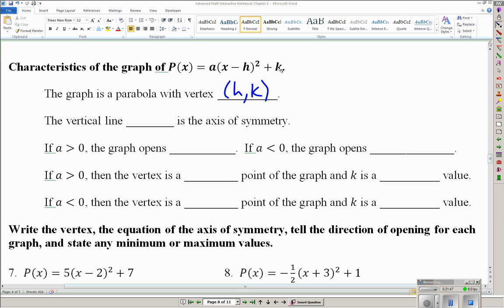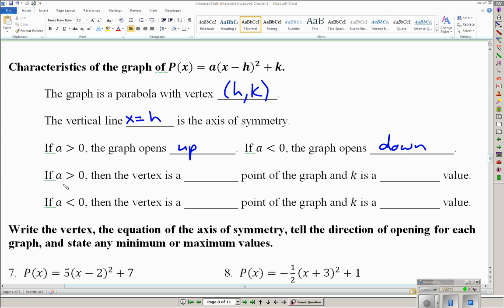This is a plus k in the formula, so k will keep the sign. Change the sign on h, keep the sign on k. The vertical line x equals h is the axis of symmetry, whatever that h value is. If a is positive, the graph opens up, and if it's negative, the graph opens down.